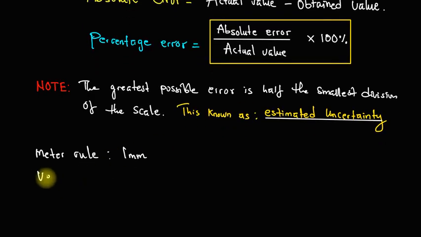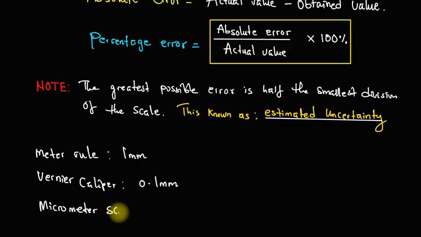Then for vernier caliper, we said it could measure up to 0.1 millimeters. This is the smallest division on its scale. And for micrometer screw gauge, which is the most accurate length measuring device, it has an accuracy of 0.01 millimeters, and hence the smallest division on its scale.